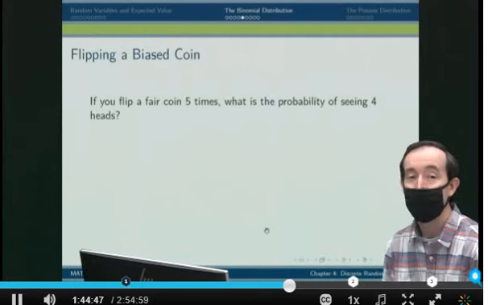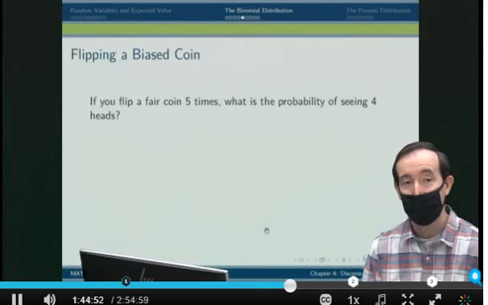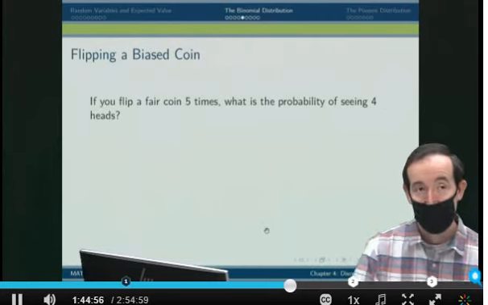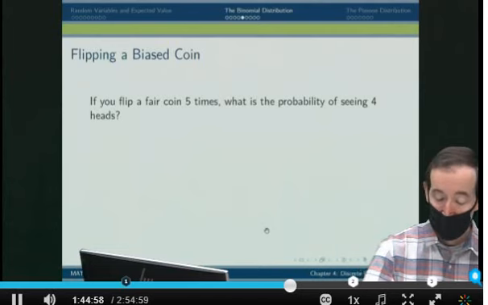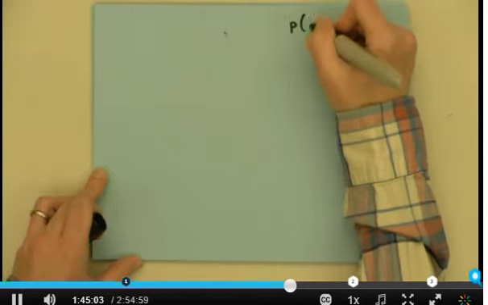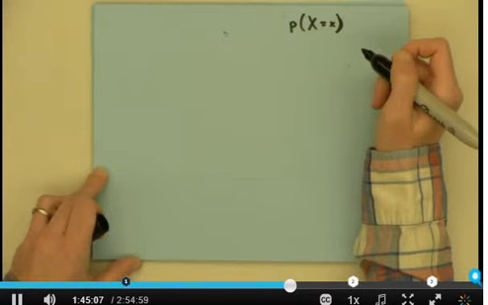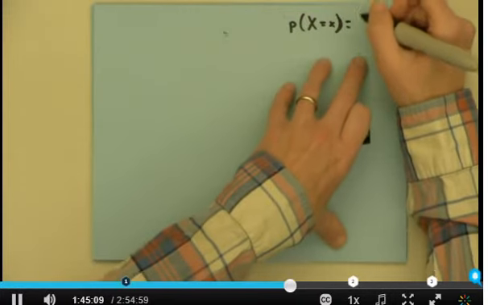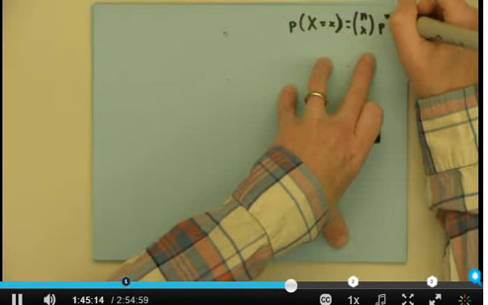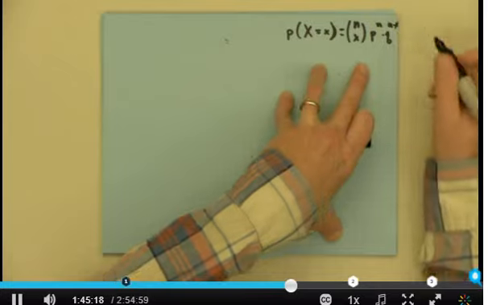So let's do this in 2 ways. Let's first consider what happens with a fair coin, and then let's see how that changes with a biased coin so we can see how this formula plays out. And what I'm going to do is write down the formula in general first. So the probability that my random variable takes a certain value x is n choose x times p to the x times q to the n minus x. Wow, wish I'd given myself more space.